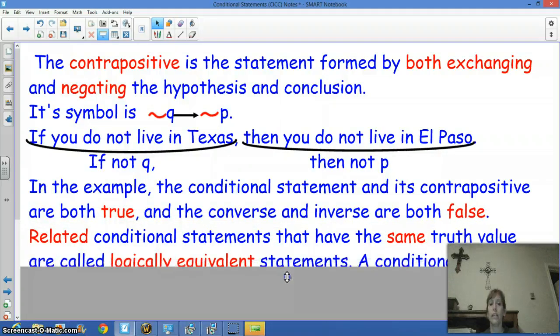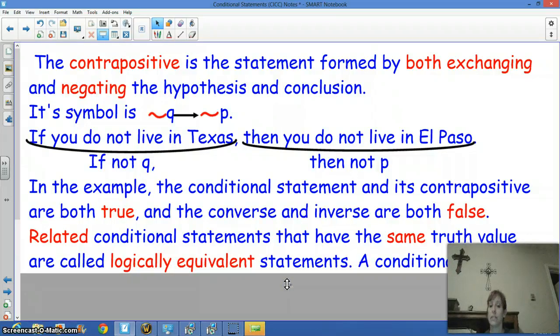Alright. Related conditional statements that have the same truth value are called logically equivalent statements. So the very first one that says, if you live in El Paso, then you live in Texas, that's true. And this one that we just had, if you do not live in Texas, then you do not live in El Paso, that one is also true. So that's what it means when it says logically equivalent.